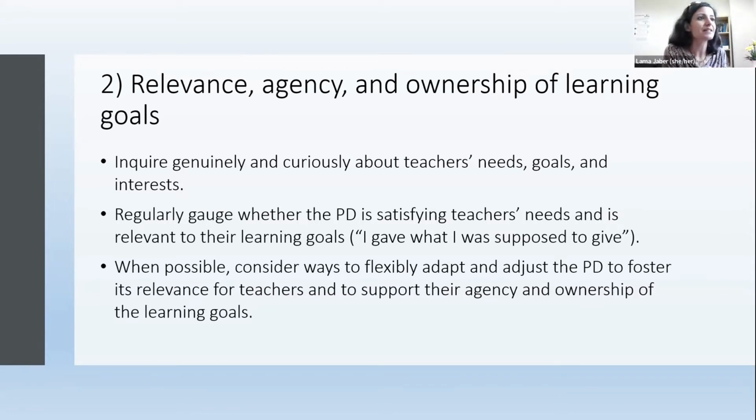So I think this raised the question of how can we continuously gauge and ask teachers, what do you need? What are your goals and aspirations? Is this PD serving and satisfying your needs? And what can we do differently if not? So be willing to adjust the PD goals, as we've been discussing here, to foster relevance for teachers and support their ownership and agency of their learning goals.